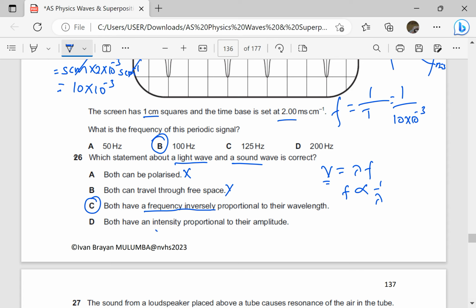Both have an intensity proportional to the amplitude. That is not true. We know that intensity is directly proportional to amplitude squared. It should be amplitude squared.